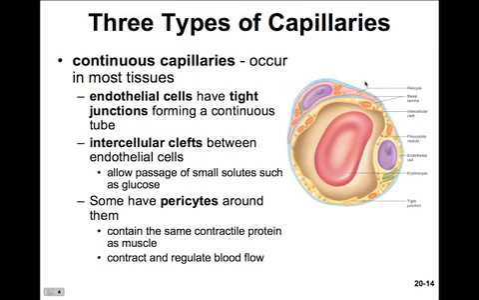They also have pericytes, cells that surround them. They contain some contractile protein and muscles, and they're thought to be able to regulate blood flow to some degree. They're also involved in tissue repair because they can differentiate into both endothelial and smooth muscle cells.